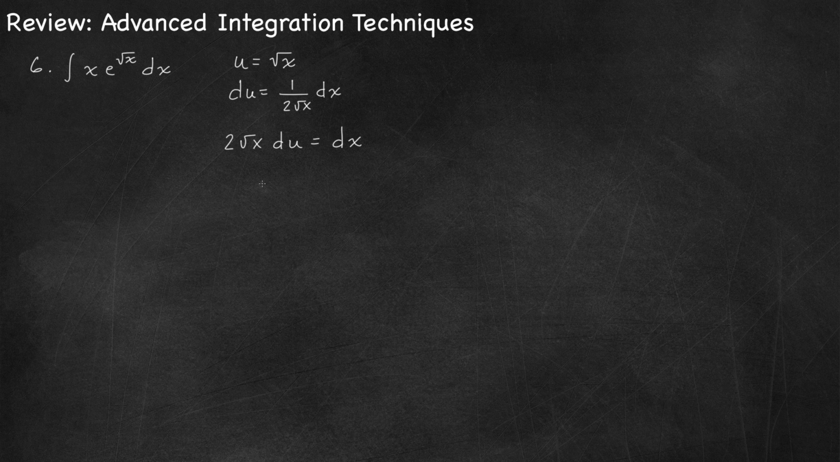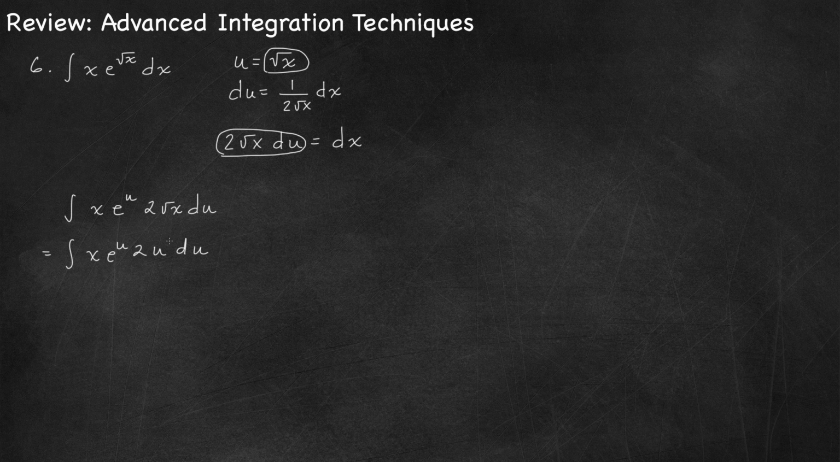I'm just going to see what happens when I start making substitutions. So I want to put this in for dx, and I want to put this in for u. That's going to give me the integral of x e to the u 2 root x du. So we still have to get rid of x root x. Well, the root x is equal to u. So that's x e to the u times 2u du.